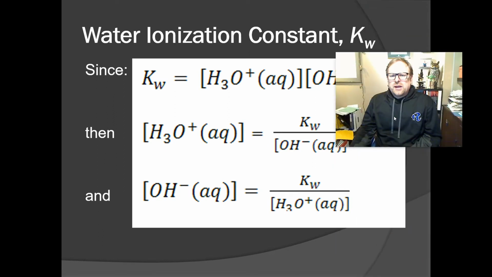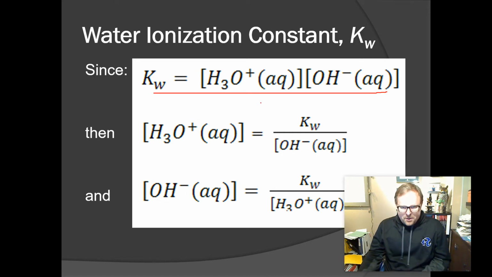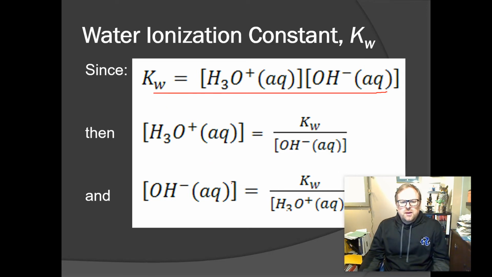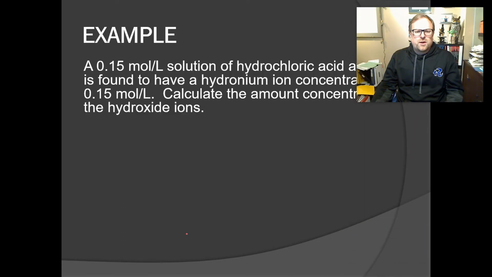So this is where we're getting that from. If we know that our equilibrium law expression is this guy up here, then if we wanted to solve for hydronium ion concentration, it would be Kw over hydroxide, right? All I did was divide by hydroxide on both sides in order to rearrange it correctly. Hydroxide ion concentration is then Kw over hydronium. Okay, fairly simple, fairly straightforward kind of stuff.